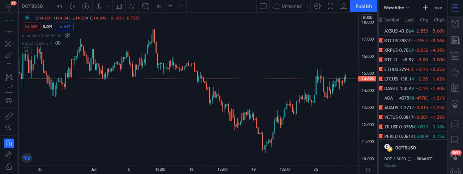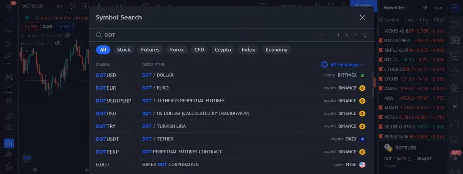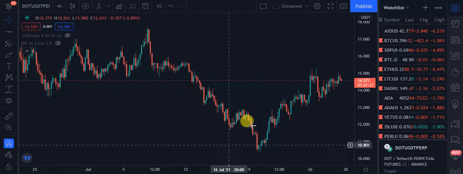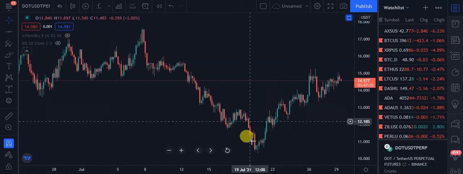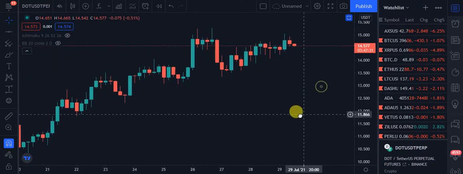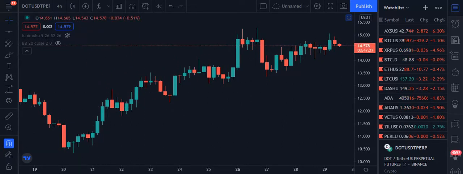So let me go to futures. Let's use DOT. So this is the DOT USDT futures on Binance. Now this is the chart. Mainly here we are talking about candlestick, so we are going to base all our analysis on candlestick.